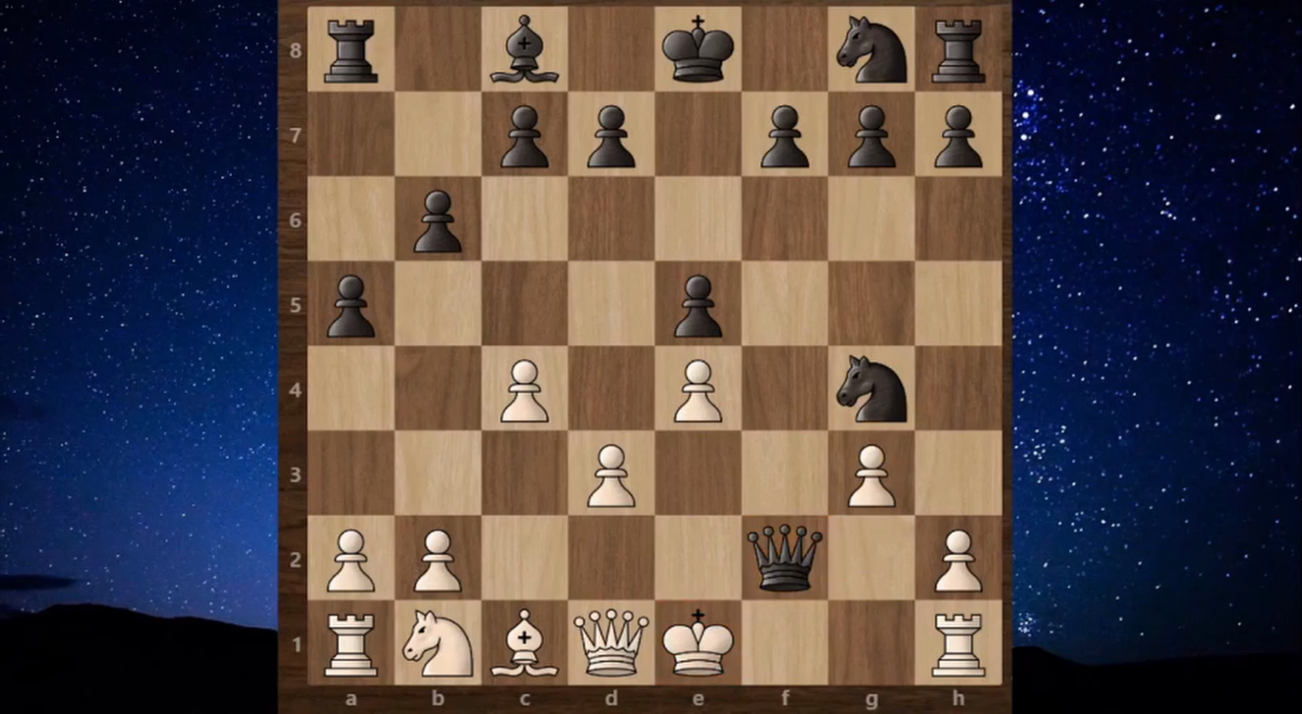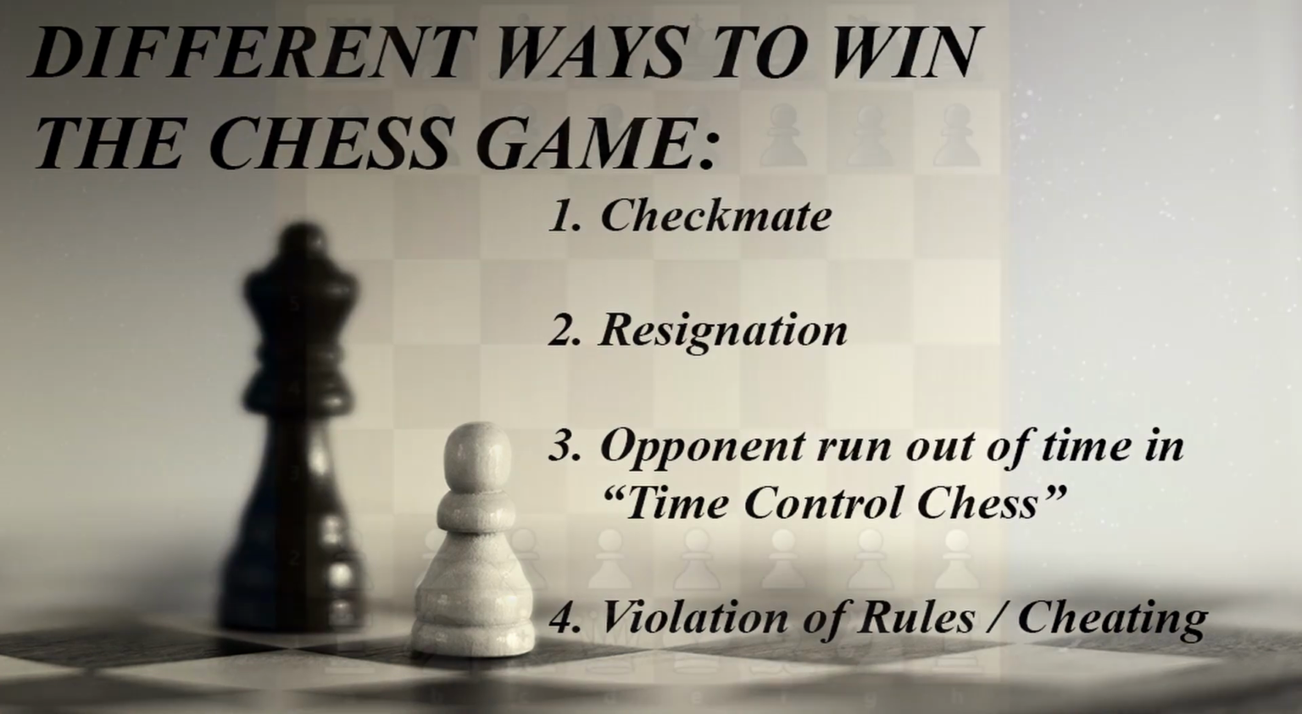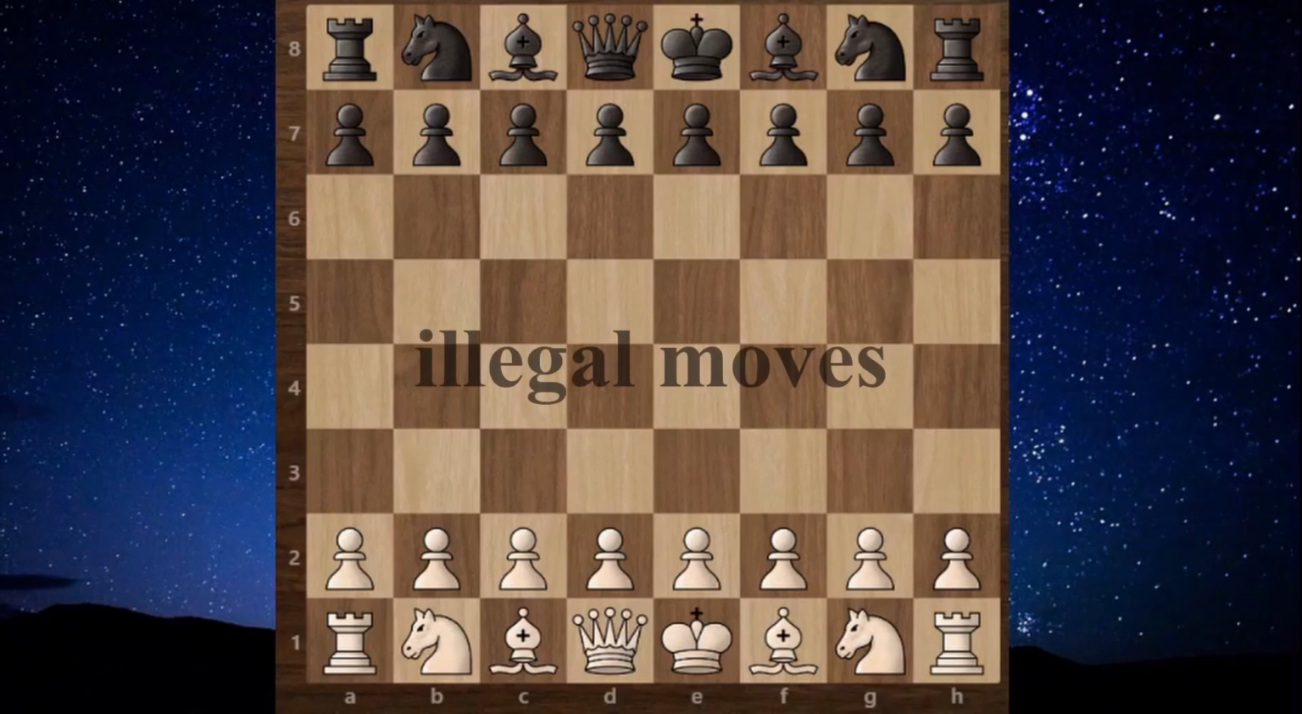There are also some other possibilities to win the game, which are if your opponent resigns, or in a time control chess game, a player wins if the opponent runs out of time. Additionally, if a player cheats or violates the rules, then that player will be forfeited and the other player's position is considered a win. Illegal moves are also considered a violation of rules. Illegal moves mean making moves which are not allowed according to chess rules.